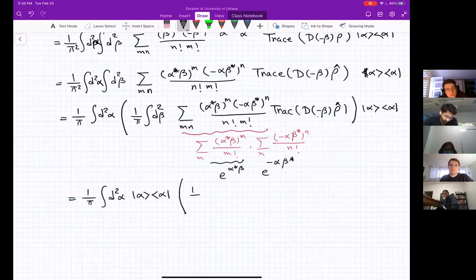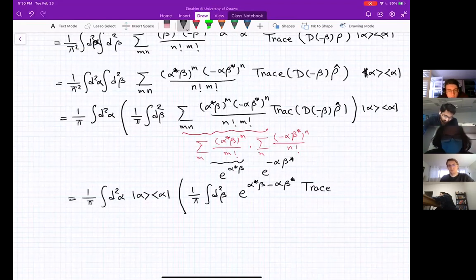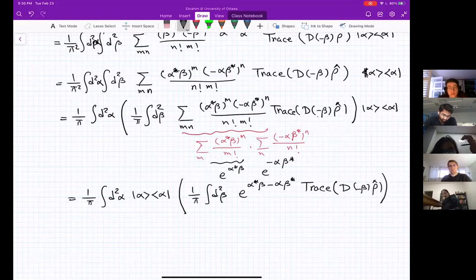then 1 divided by pi integral of d2 beta, exponential of alpha star beta minus alpha beta star, trace of D minus beta rho. Good.